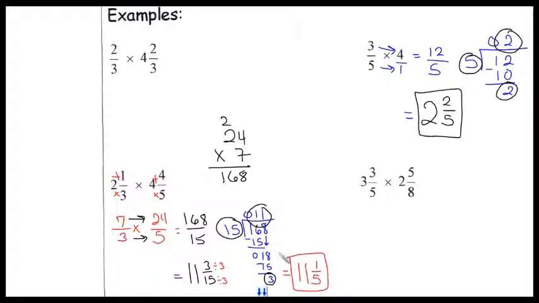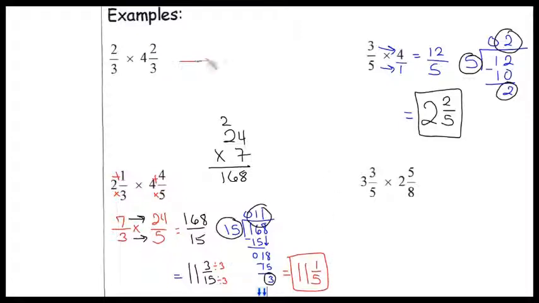So this one had all the steps. You had to change the mixed numbers to improper fractions. You multiply the numerator times the numerator, the denominator times the denominator. You ended up with an improper fraction, so you had to divide. And once you divided it, you ended up with a mixed number, 11 and 3/15. And then you also had to simplify by dividing top and bottom by 3.